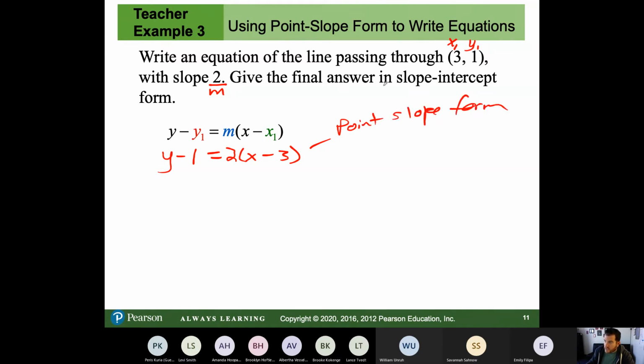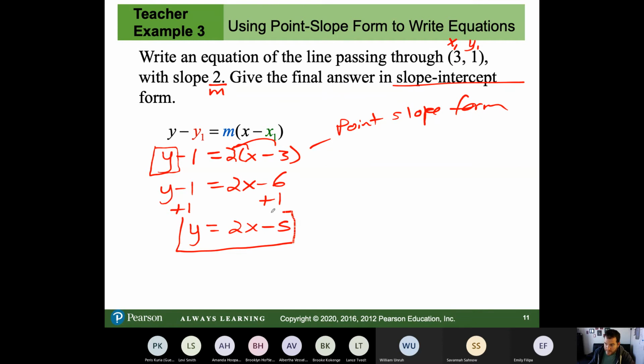Now, the question says write it in slope-intercept form. So remember, slope-intercept form, not to keep saying it, is y equals mx plus b. So that means I've got to solve this for y. It's nice, it's a two-stepper. First step, distribute. So I get y minus 1 is equal to 2x minus 6, right? 2 times x is 2x, 2 times negative 3 is negative 6. Final step, add 1. Make sure you add the 1 there. So I get y equals 2x minus 5. And that is it. Okay?